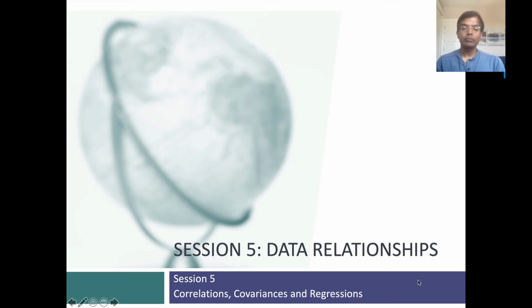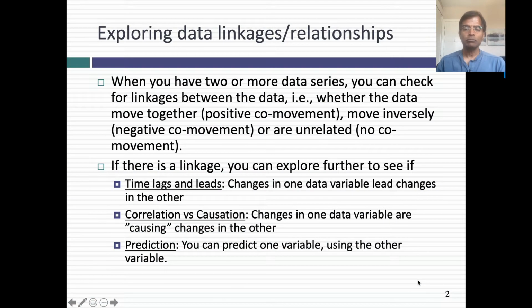Welcome back. In the sessions so far, we've talked about a single data variable, how to compute its measure of centrality, dispersion, skewness, fitting a distribution. In this session, I want to change the focus to looking at two data variables and looking to see if there are relationships between those two variables.